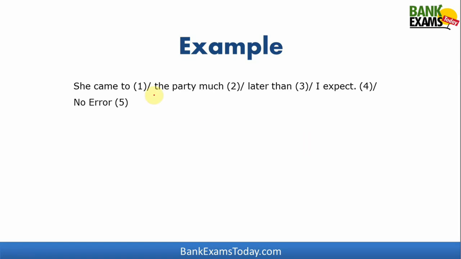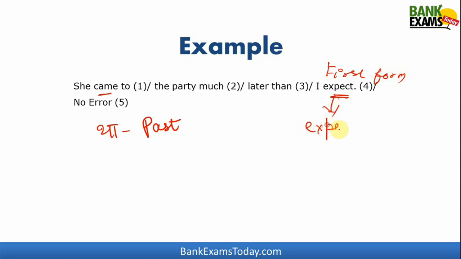Next, she came to the party much later than I expect. She came to the party, but she came very late than I had thought. The past is shown, but the sentence is ending with the first form. It should be in past as well, so it should be expected. She came to the party much later than I had expected.